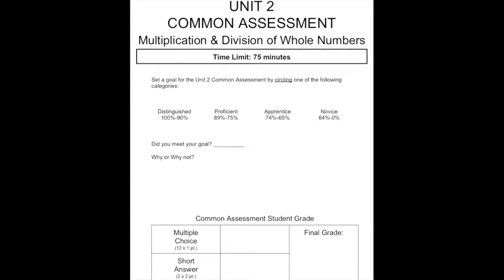Unit 2 Common Assessment, Multiplication and Division of Whole Numbers. Time limit 75 minutes. Set a goal for the Unit 2 Common Assessment by circling one of the following categories: Distinguished 100% to 90%, Proficient 89% to 75%, Apprentice 74% to 65%, Novice 64% to 0%. Did you meet your goal? Why or why not?